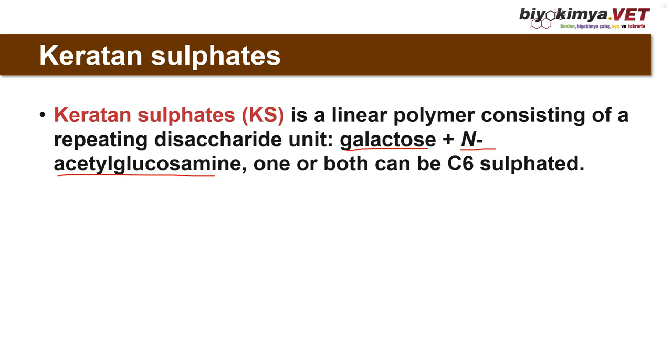Unlike some other glycosaminoglycans, keratan sulfates do not contain uronic acid in their structure. Okay, there's no uronic acid. Instead, they consist of alternating glucose and N-acetylglucosamine or galactose and N-acetylgalactosamine disaccharide units. The sulfate content of keratan sulfates can vary, making them unique among glycosaminoglycans. And this variability in sulfate groups contributes to the diverse functions and properties of keratan sulfates in different tissues.